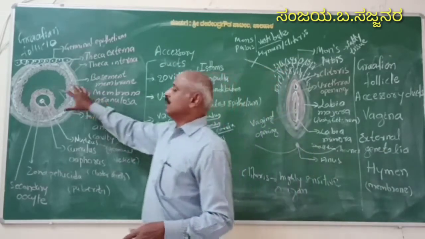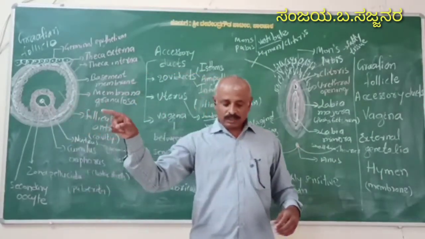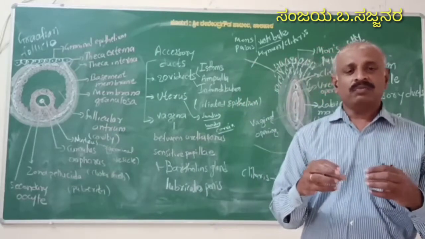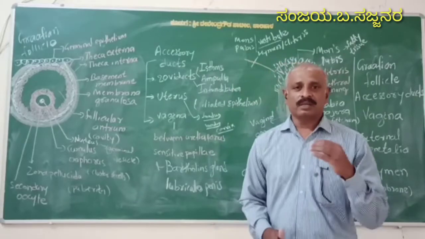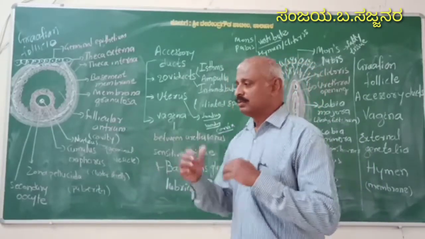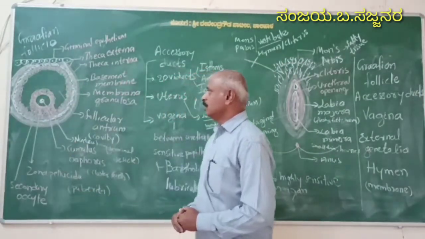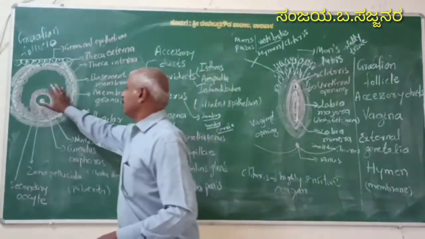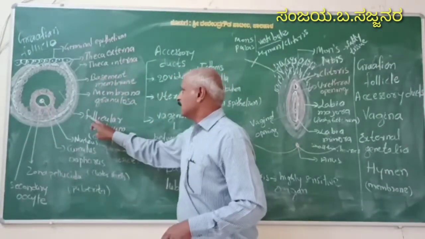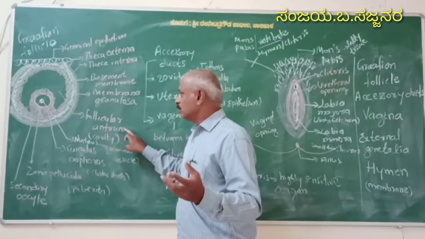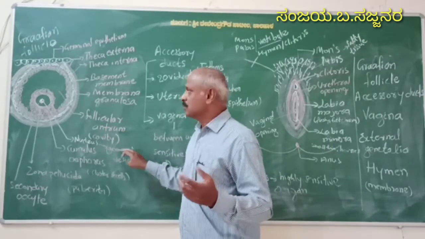The structure of that one, you are observing. We have classified the primary follicle, secondary follicle, tertiary follicle, and the Graafian follicle, the matured one. The structure of this Graafian follicle includes a cavity filled with fluid. We call it the follicular antrum, or we can say the follicular cavity also.